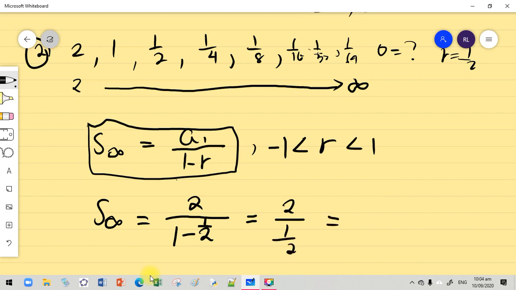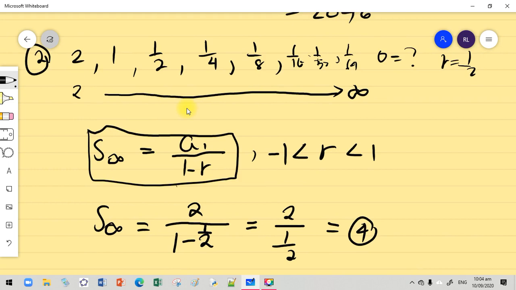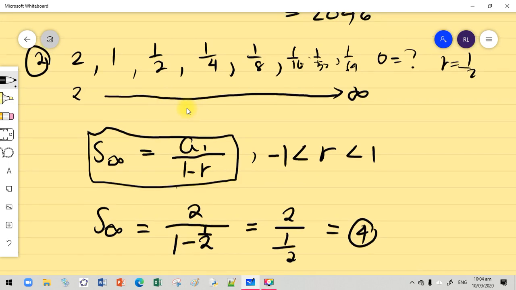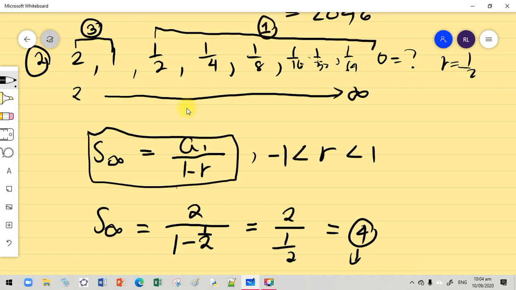How many 1/2 in 2? We have 4. Therefore, if we're going to add all of this sequence from 2 until infinity, we get a sum of 4. Only 4. Imagine that. So here's the interesting thing about here. Look at this. If you're going to add 2 and 1, you already get 3. And that's 4. Meaning, from 1/2 until positive infinity, that's only 1, if you're going to add all of those.